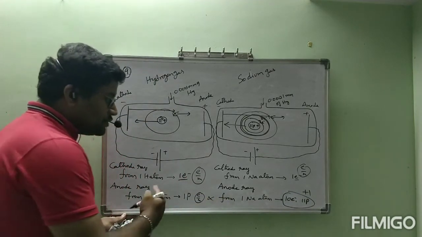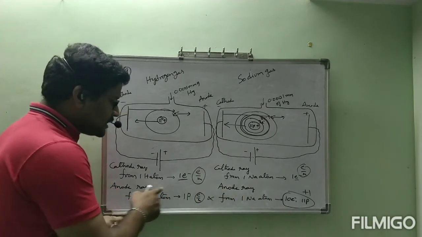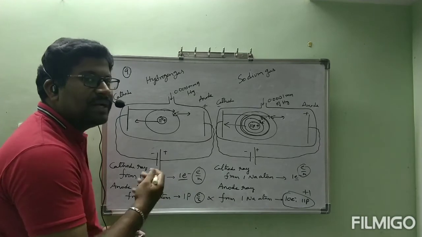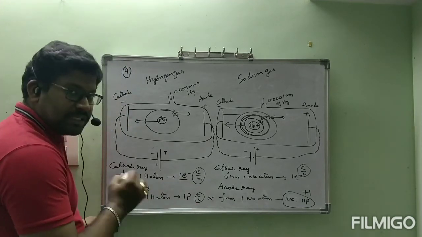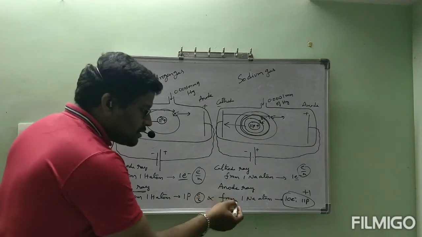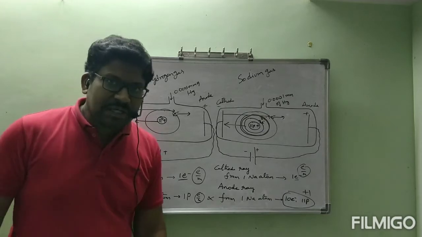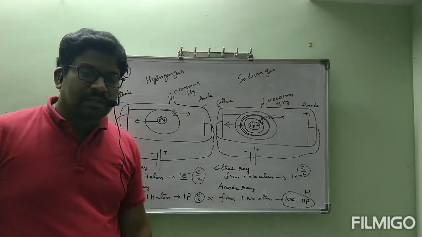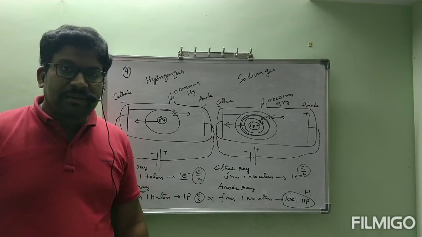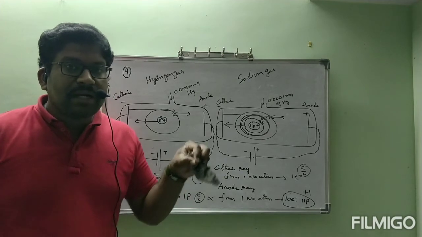So if you change the gas, the e/m ratio of anode rays will differ. The e/m ratio of the hydrogen anode ray is different from the e/m ratio of the sodium anode ray. That's why we can say that the e/m ratio of anode rays is dependent on the nature of the gas taken in the discharge tube.